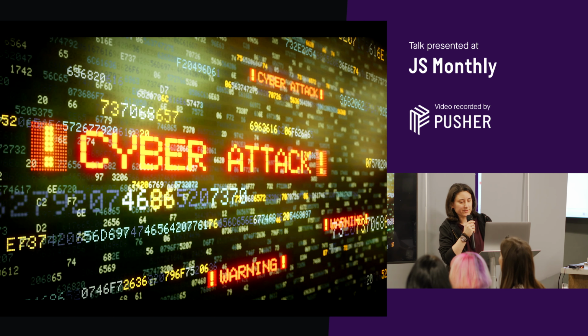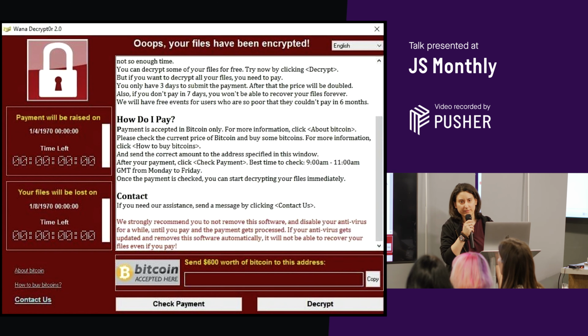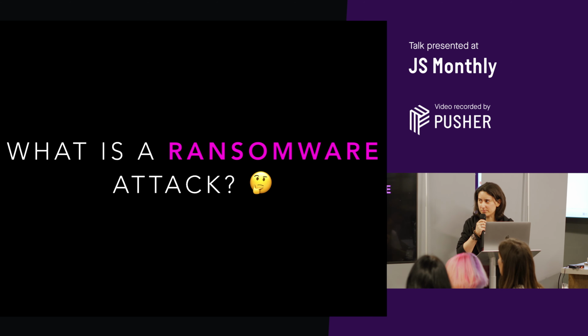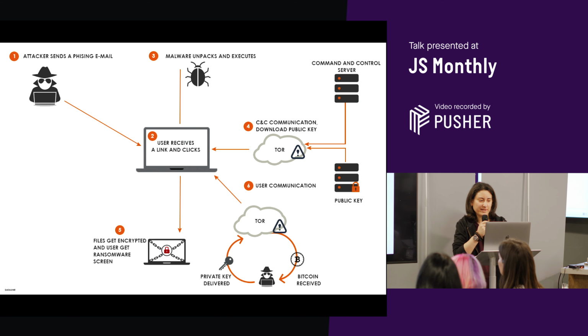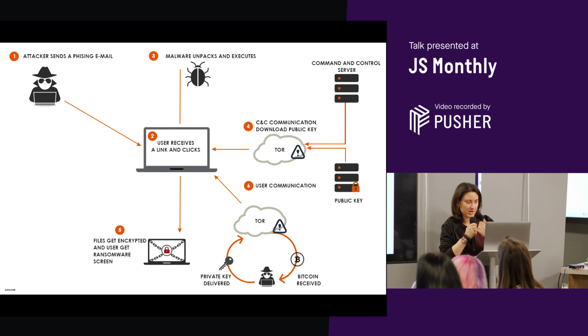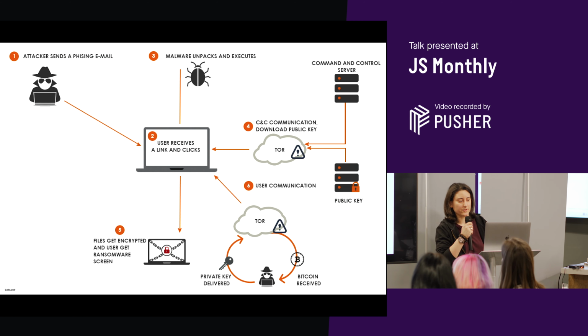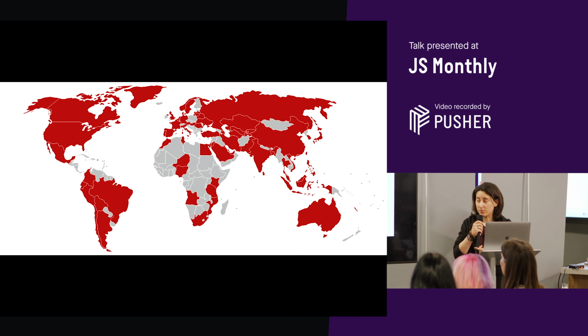Another example of cyber attack, and you might be probably familiar with this, is ransomware. So what is a ransomware attack? Basically, the attacker will send a phishing email, and the user will click on the link, and in the background, you'll have the malware downloading on your machine, and then it will encrypt your data, and you have to pay in Bitcoins to have your data decrypted. So this was the WannaCry ransomware. This is the largest ransomware attack, and it hit 130 countries in total.